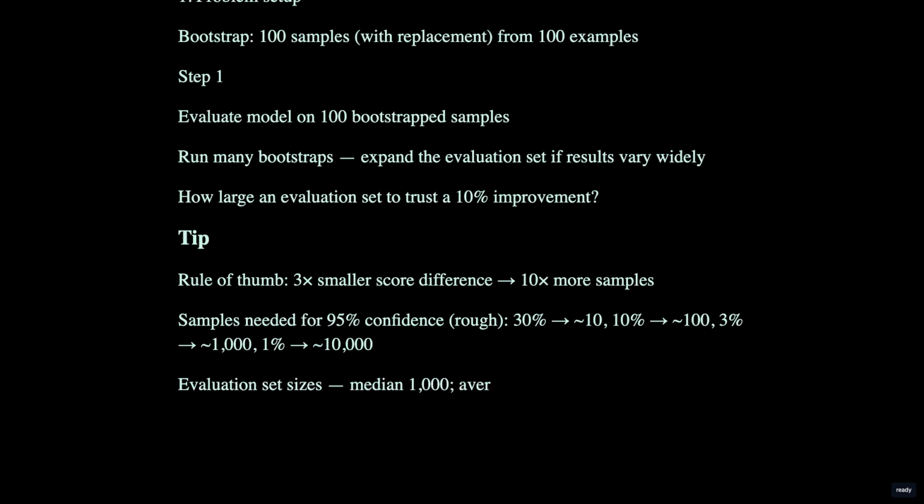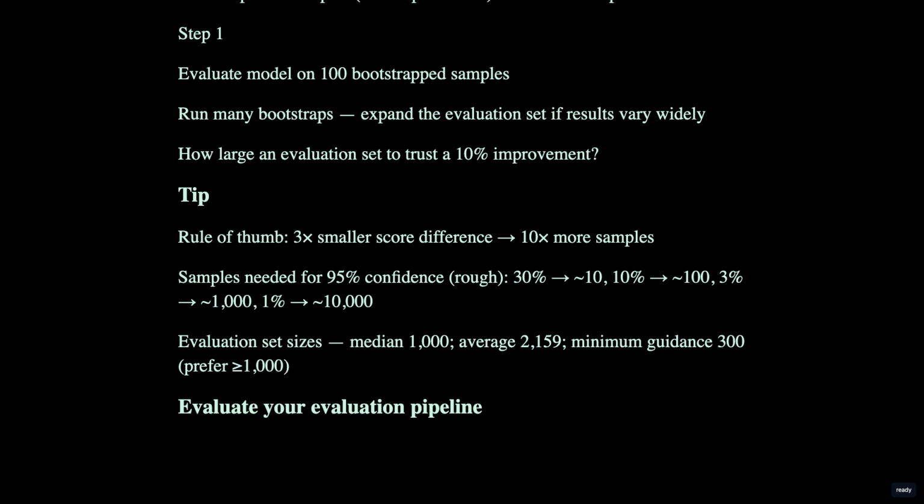In common benchmarks like EleutherAI's LLM evaluation harness, the typical evaluation set is around 1,000 examples. The median is 1,000 and the mean about 2,159. The Inverse Scaling Prize recommends at least 300 examples as an absolute minimum and prefers 1,000 or more, especially when examples are synthesized. Now we'll inspect the evaluation pipeline for correctness and robustness.